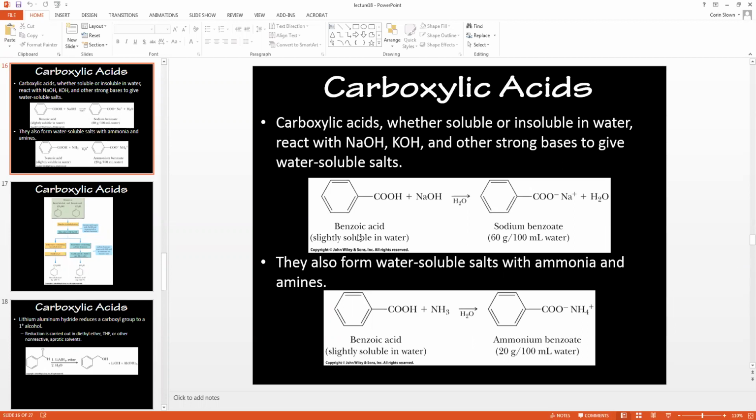So here you can see benzoic acid, which is only slightly soluble in water. As soon as you deprotonate and remove this proton, you generate the conjugate base, which is a salt, and that's going to be soluble in water. You could also do that with ammonia, where it would function as an amine. So in this case, the nitrogen lone pair is going to function as a base to take the proton away and also generate, in this case, an ammonium salt.